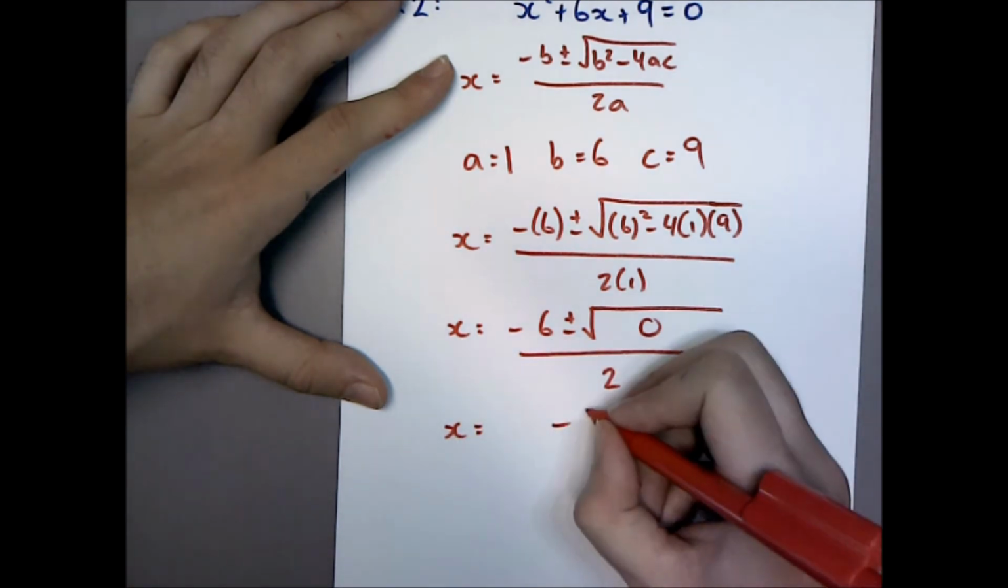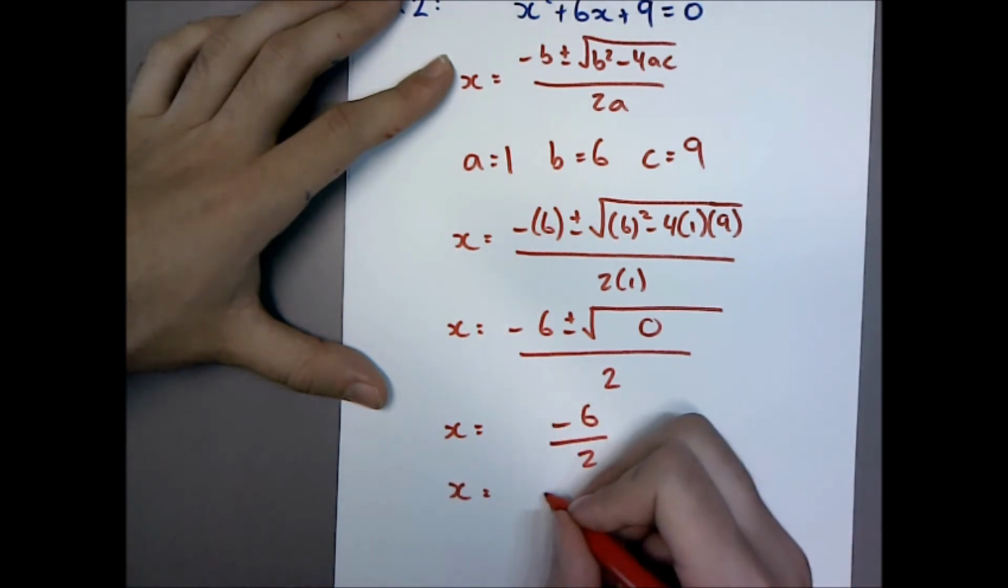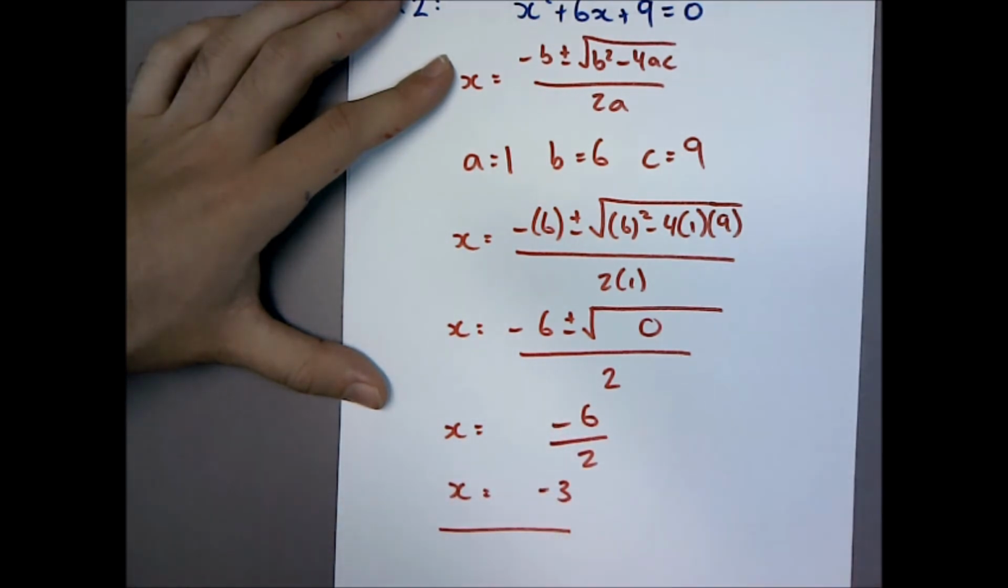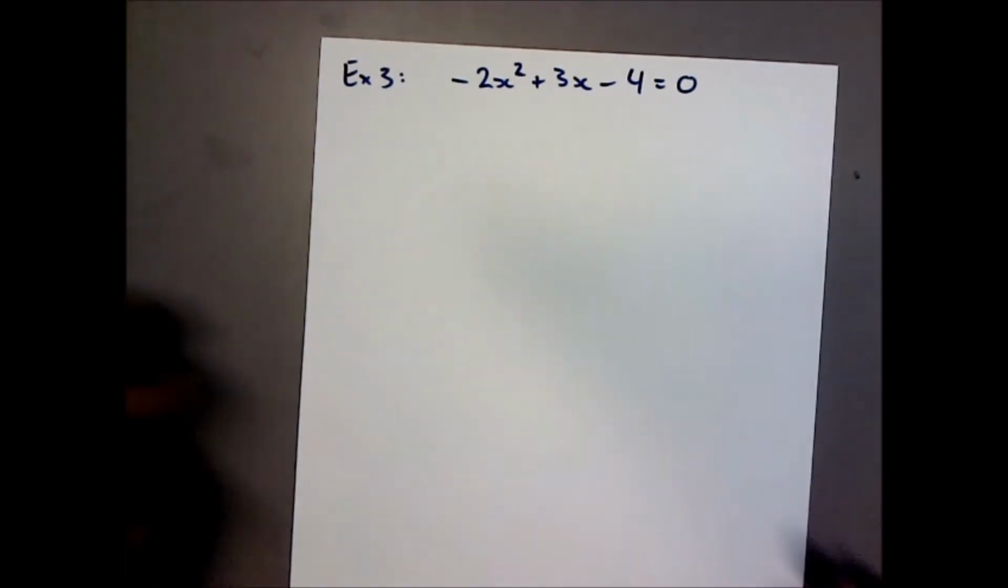So I'm only going to have one answer. It's going to be negative 6 divided by 2, so x is going to equal negative 3. So there's only one solution for this particular one. Just do one more example.